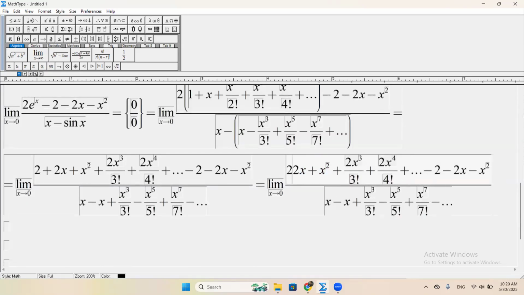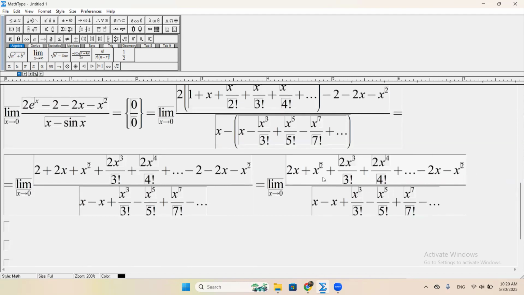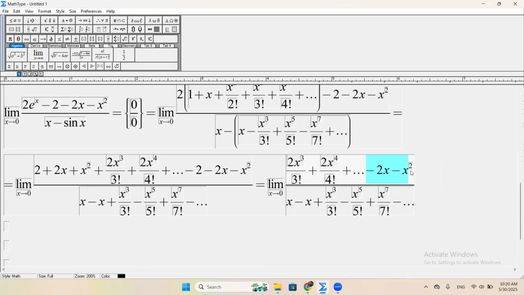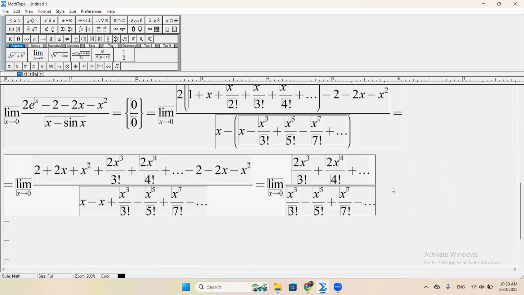So 2 will be eliminated, 2x and x square eliminated as well. And what about the denominator? x will be eliminated.